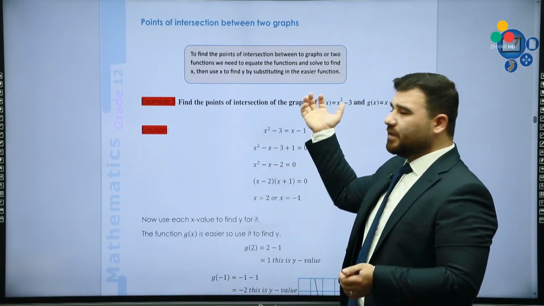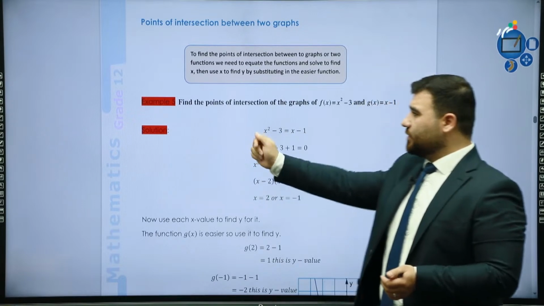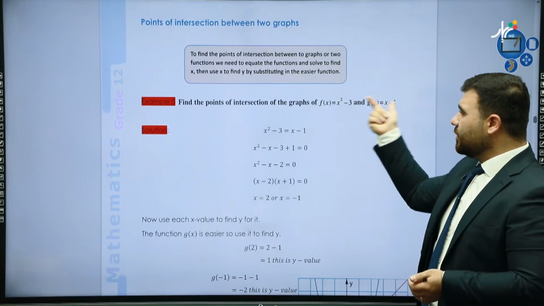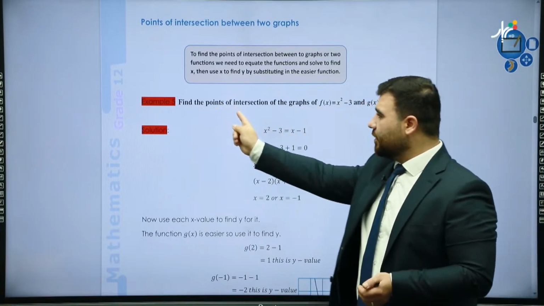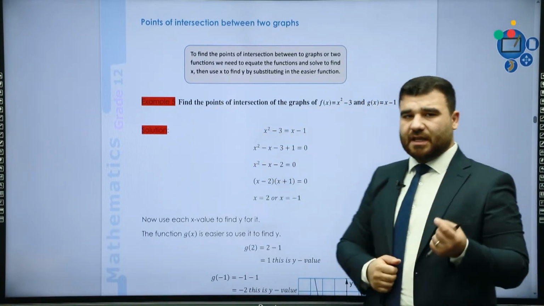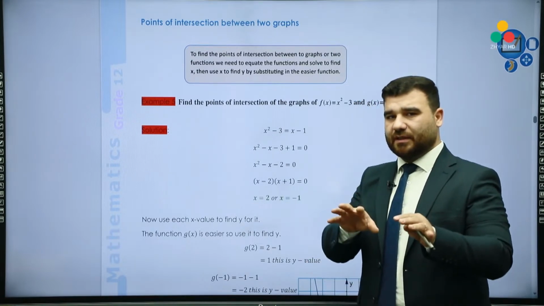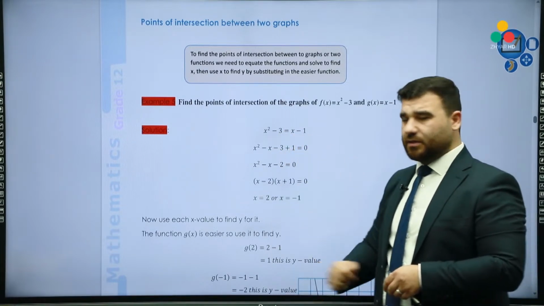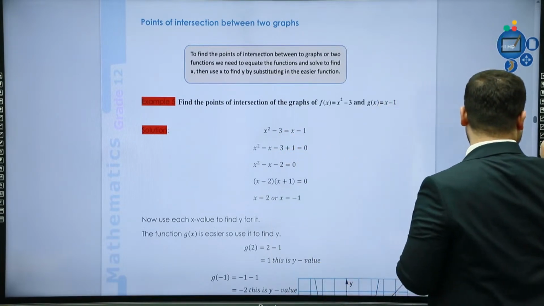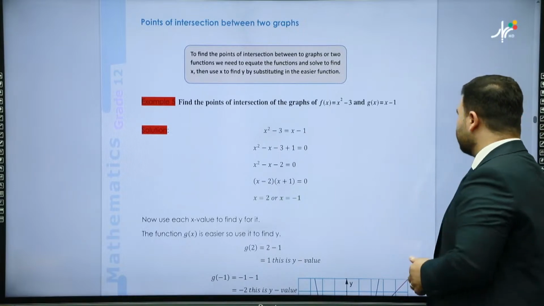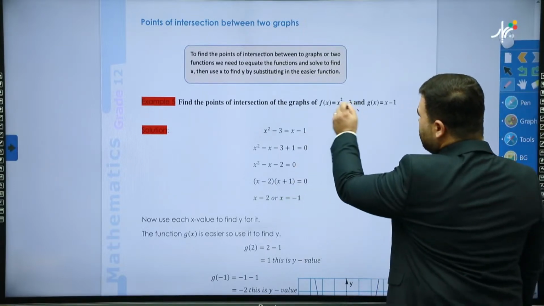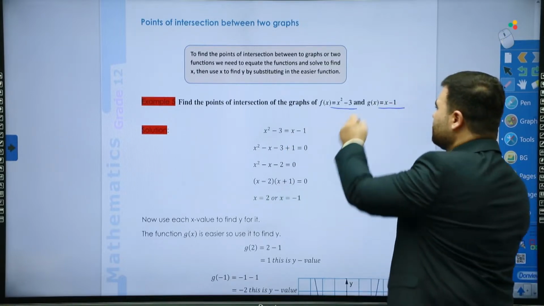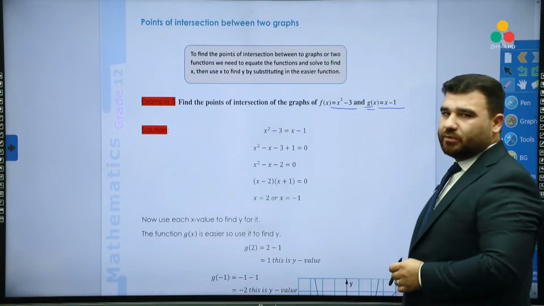Then there is one easy step we should follow, which is if we have two functions, f and g, and we want to find points of intersection. The first and the easiest step is to equate them. Fx equal to gx. Then solve. Let's see this. This is fx, x squared minus 3. This is gx, x minus 1. Then we just put an equal between them.